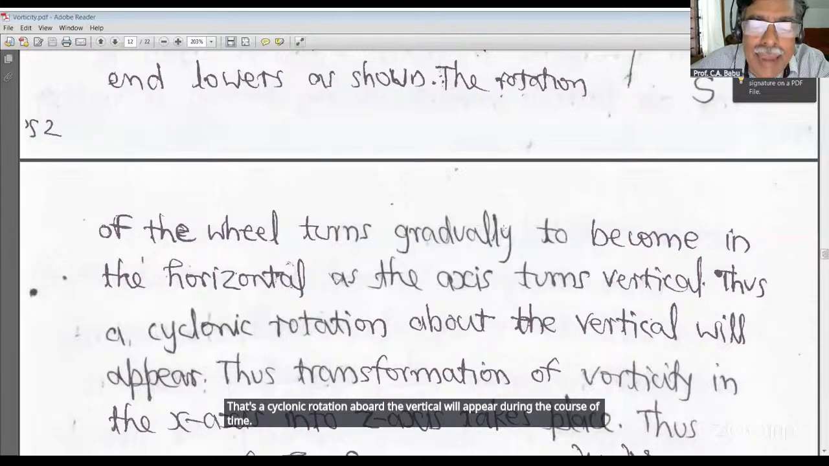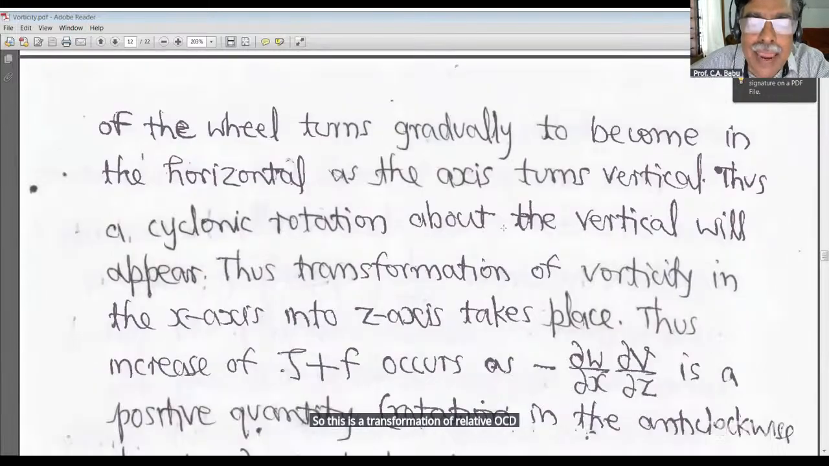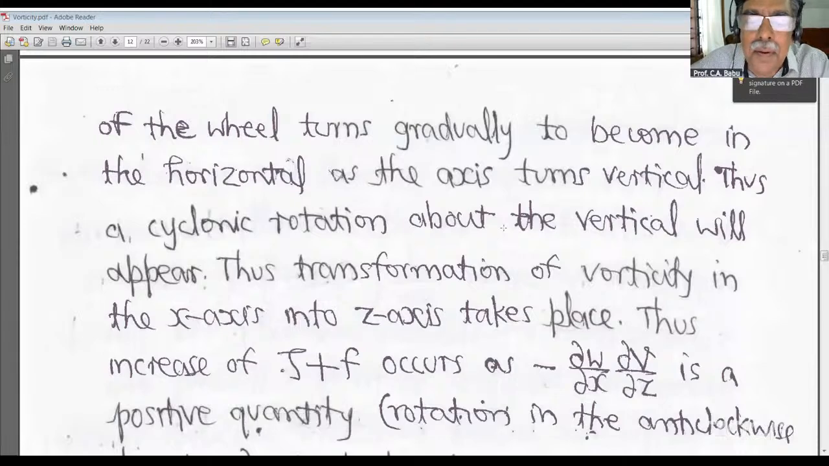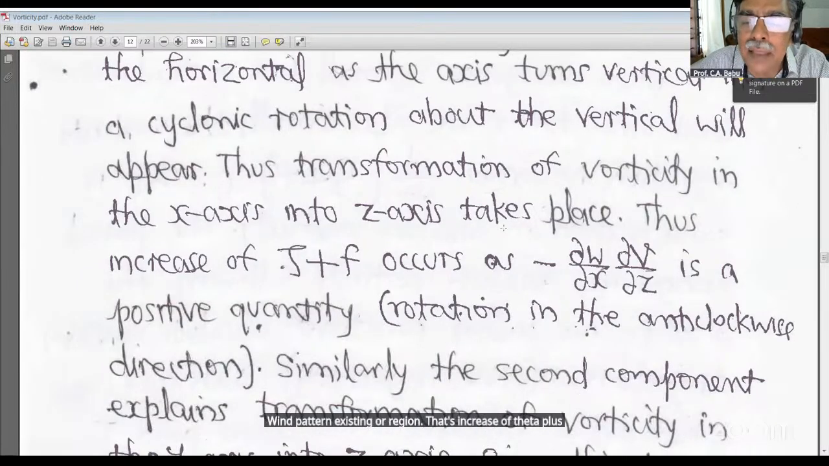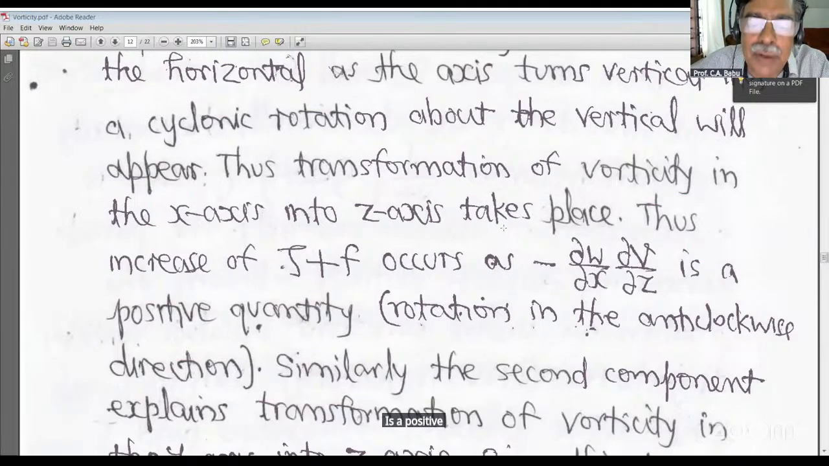So, this is a transformation of relative vorticity in the x-axis into z-axis by the peculiar wind pattern existing over the region. Thus, increase of theta plus f occurs as minus dou w by dou x multiplied by dou v by dou z is a positive quantity in the given situation. That is rotation in the anti-clockwise direction.